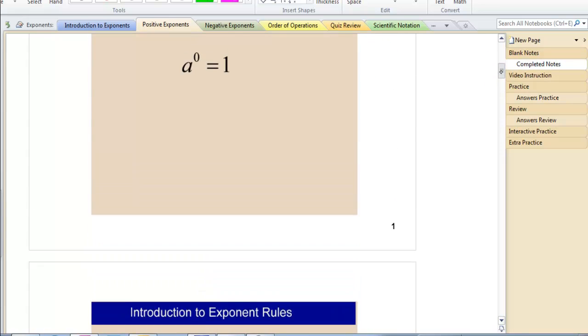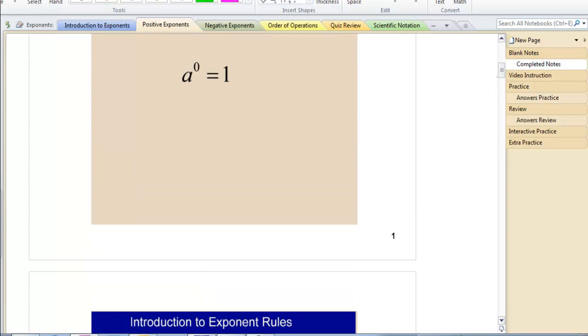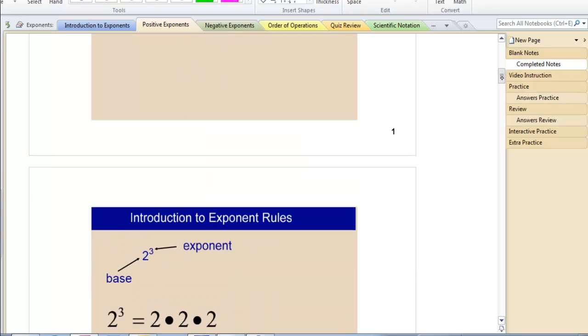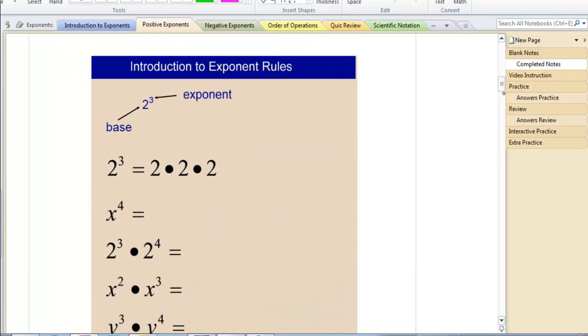So we already learned the rule: a to the 0 power equals 1, or x to the 0 power equals 1. You can think of it any way, but any number raised to the 0 power is always 1. Now we're going to learn some other rules. We learned in our previous lesson that 2 to the fourth is 2 times 2 times 2 times 2. So what is x to the fourth? x times x times x times x, right?